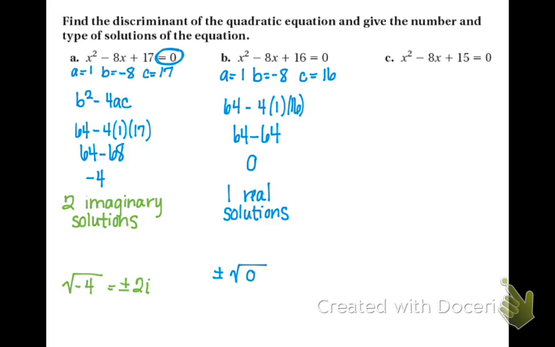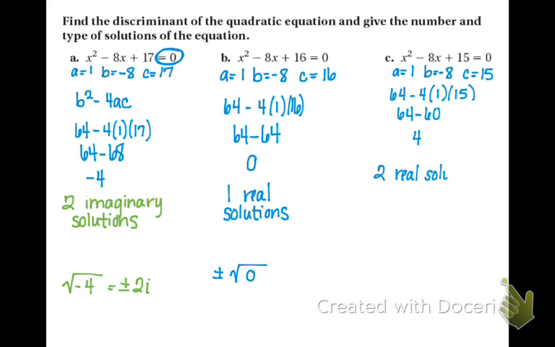The last one, we would do exactly the same. Again, a is 1, b is -8. This time c is positive 15. 64 minus 4 times 1 times 15 gives me 64 minus 60. In this case, I'm going to get 4, which is positive, so I know that I have two real solutions.